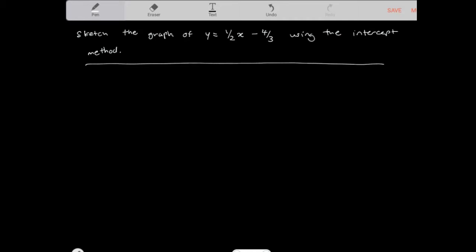Alright, let's sketch the graph y is equal to 1/2 x minus 4 over 3 using the intercept method. So this is basically our slope-intercept form of a linear equation. Because we know the b value, in this case negative 4 over 3, that b value represents our y-intercept. So our y-intercept is already given, so we don't really have to calculate it. It's basically 0 and negative 4 over 3. Okay? So the only thing we really have to do here is find the x-intercept.